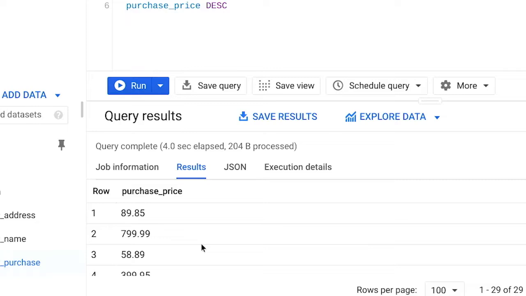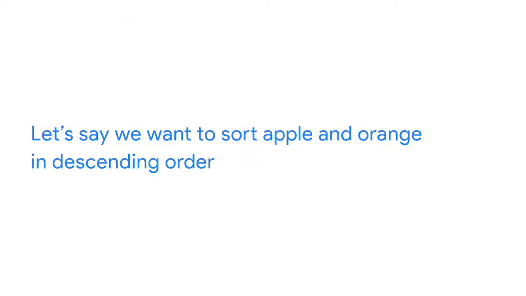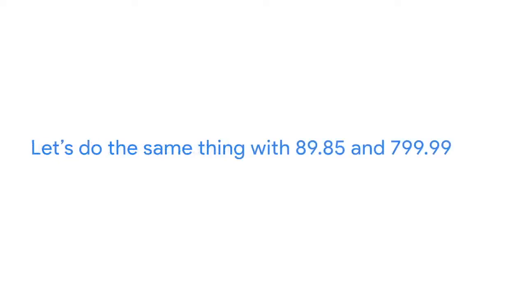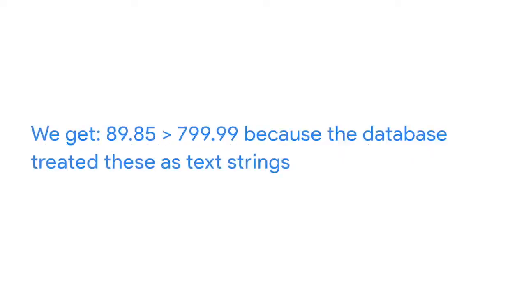When we sort letters, we start from the first letter before moving on to the second letter. So if we want to sort the words apple and orange in descending order, we start with the first letters, A and O. Since O comes after A, orange will show up first, then apple. The database did the same with 89.85 and 799.99. It started with the first character, which in this case was an 8 and 7, respectively. Since 8 is bigger than 7, the database sorted 89.85 first and then 799.99 because the database treated these as text strings.